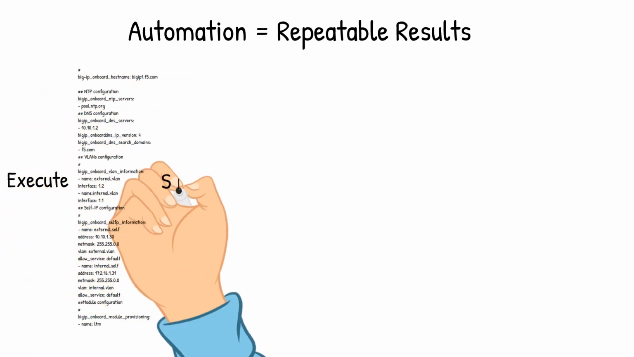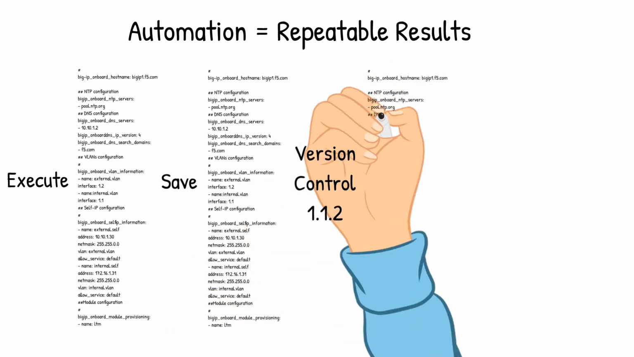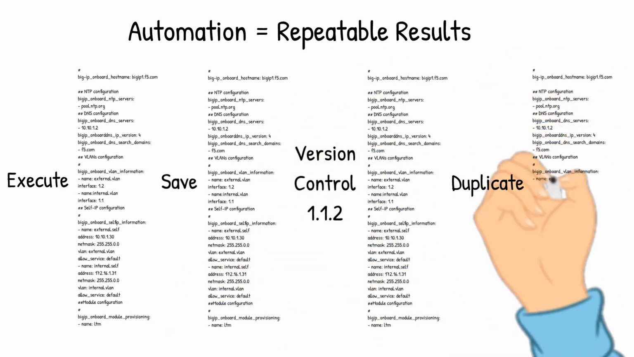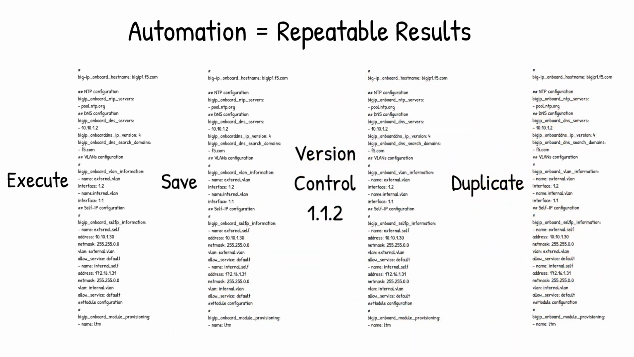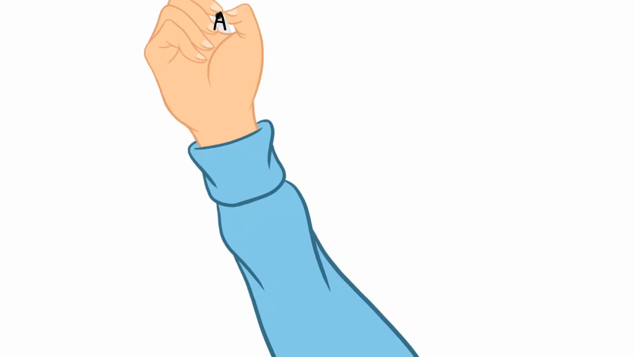Automation will provide the capability to computerize the configuration. Once created, the configuration can be executed, saved, version controlled, and duplicated. This will create the same steady, repeatable results.